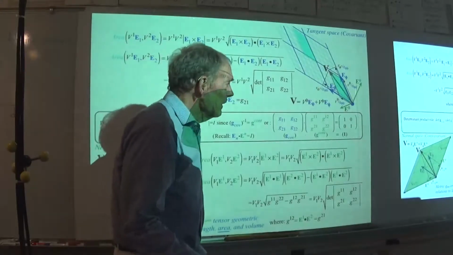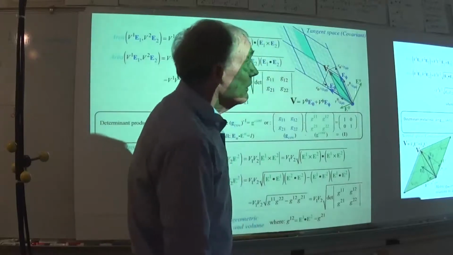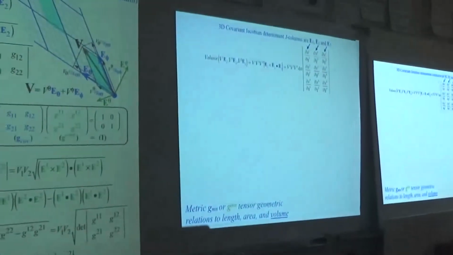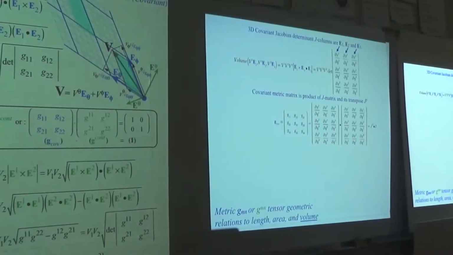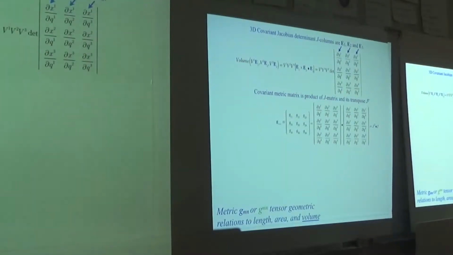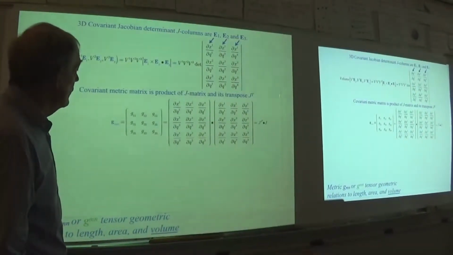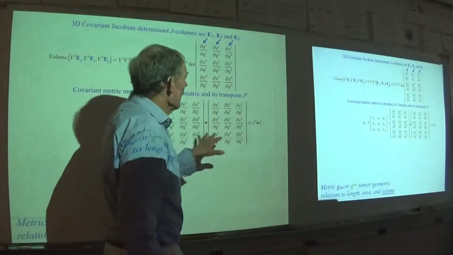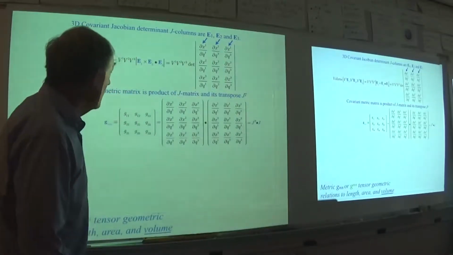We've already talked, I think, enough about that. But to go ahead, here's volume. We're all familiar with the triple product of vectors. And what we're making here is the determinant, again, of the metric coefficient matrix. It's the product of the Jacobian transpose and the Jacobian. So you get your volume.